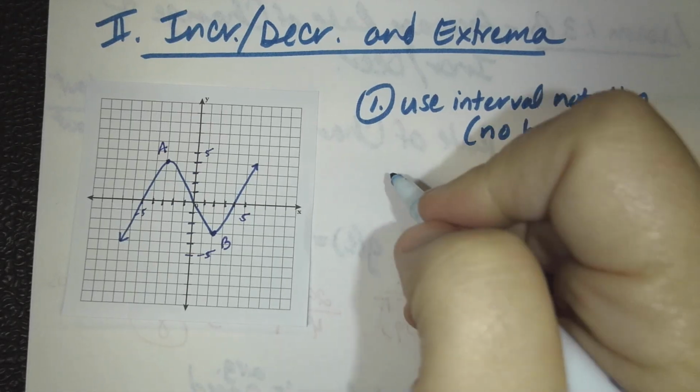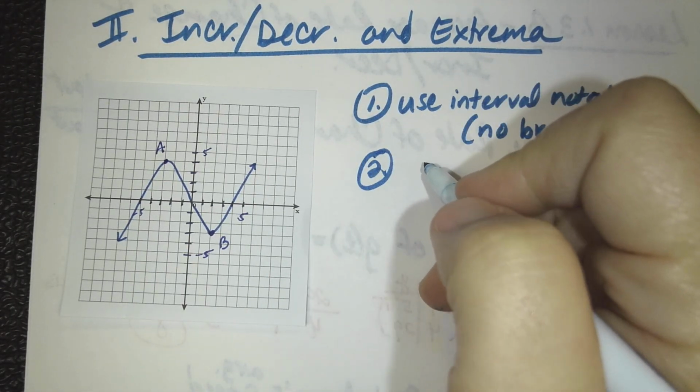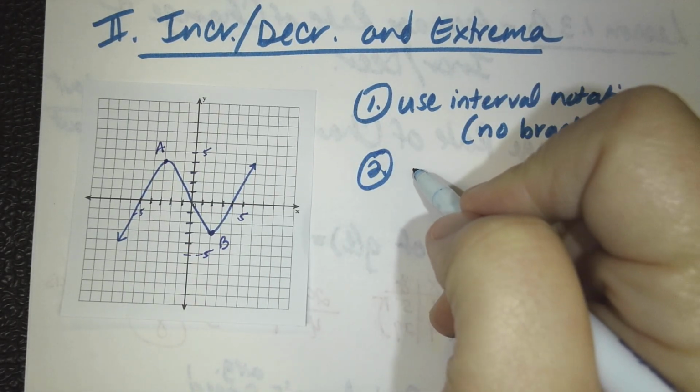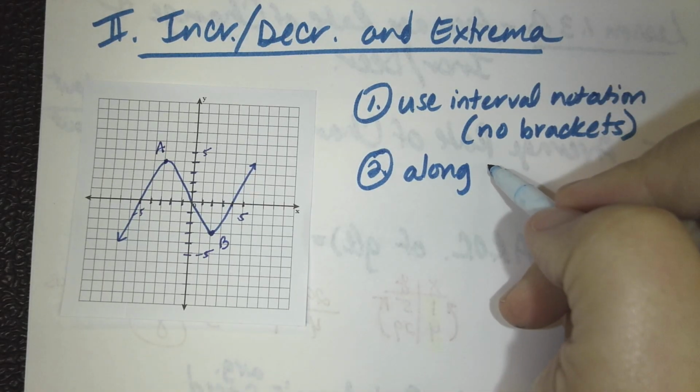Yay, not hard. Number 2, this is the most important part that students get wrong. You're increasing and decreasing along your x.